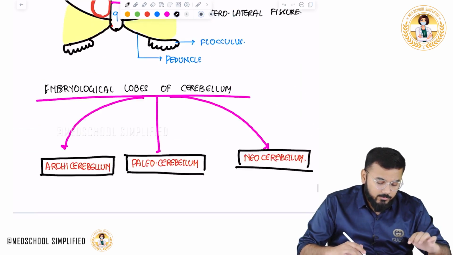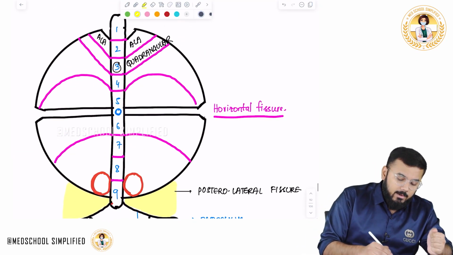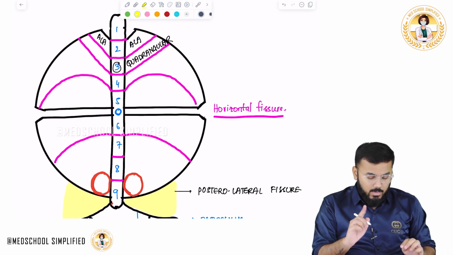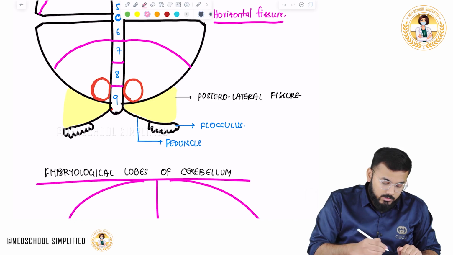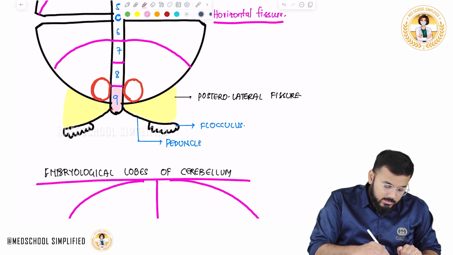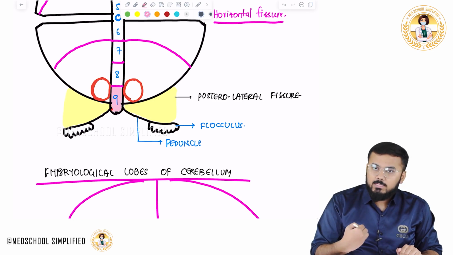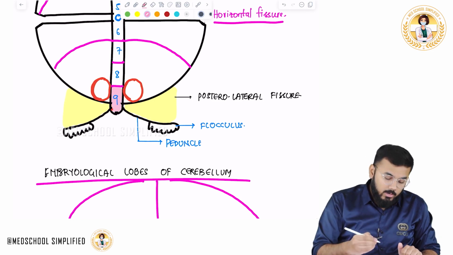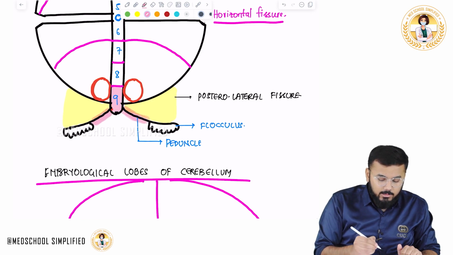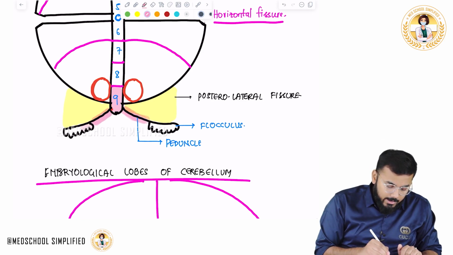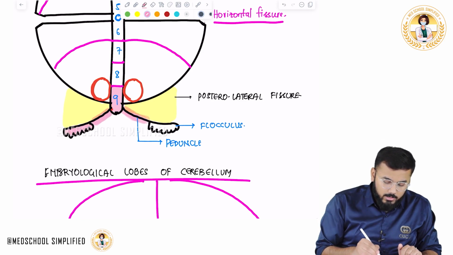Now, from this picture, tell me what is the Archicerebellum. Just have a look. Let me use this color. See this. What is this lobule over here? Is this the 8th or 9th lobule? This is the 9th lobule, and you see this peduncle over here, which I am showing. You see this peduncle, right? 9th lobule, peduncle, and this part is called the flocculus.